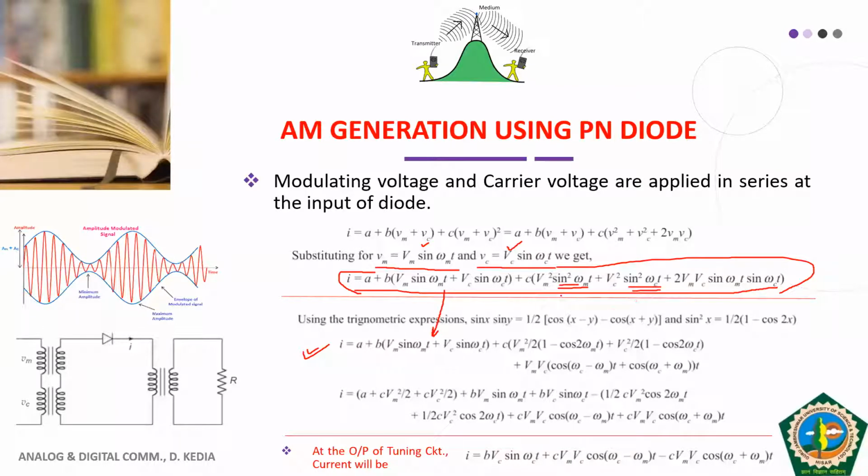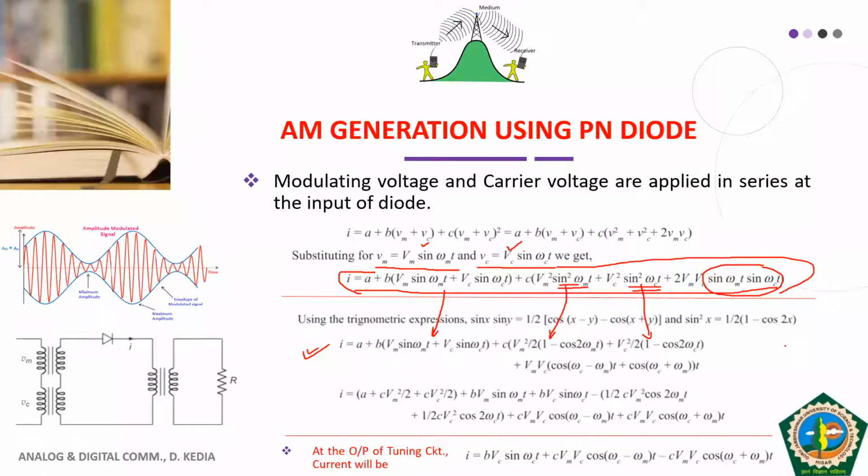By applying a trigonometric expression, this sine square can be reduced to (1 minus cos 2 omega mt) by 2. Similarly, sine square omega ct becomes (1 minus cos 2 omega ct) by 2. And then we have the third term, that is sine omega mt multiplied with sine omega ct.